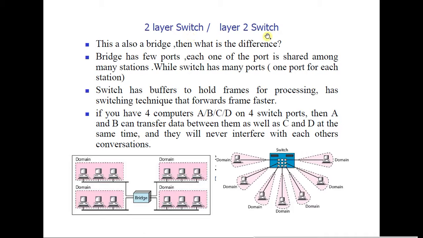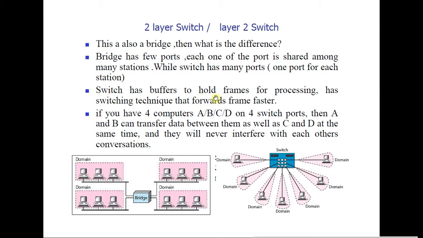Now the layer 2 switch. It is also one type of bridge, but there is a difference between a bridge and a switch. A bridge has few ports, and each port is shared among many stations, while a switch has many ports and one port for each station. In this example, the switch contains a number of ports, and all the stations are connected to the switch, each at a specific port. But in the case of a bridge, it has a few ports, and these ports are connected to more than one station, which is called a LAN segment.